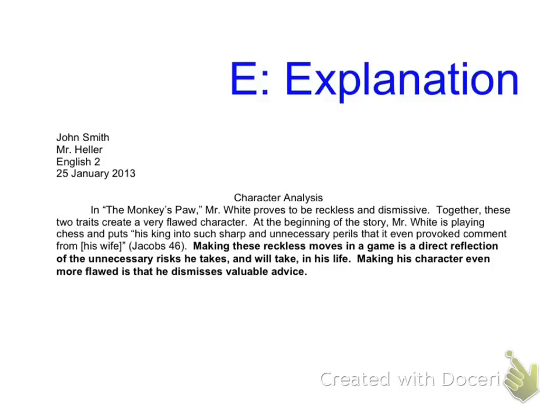The explanation is the opportunity to offer my interpretation of the link and use that interpretation to prove the first trait. Making these reckless moves in a game is a direct reflection of the unnecessary risks he takes and will take in his life. Making his character even more flawed is that he dismisses valuable advice. Here is the L, here is the E that describes that L, and together they prove the first trait. You may have also noticed the transition into the second link.